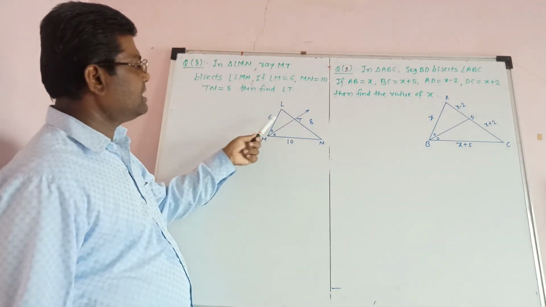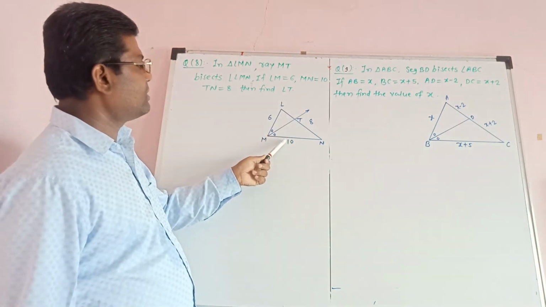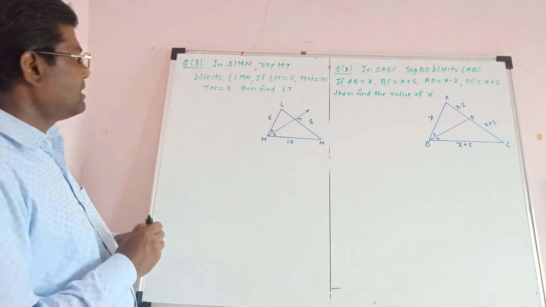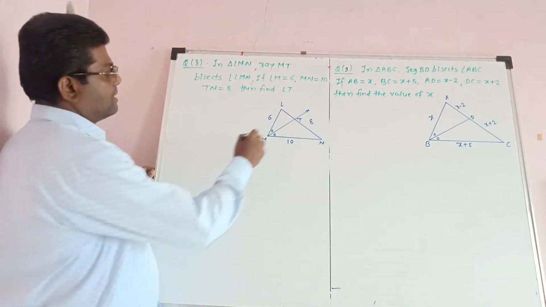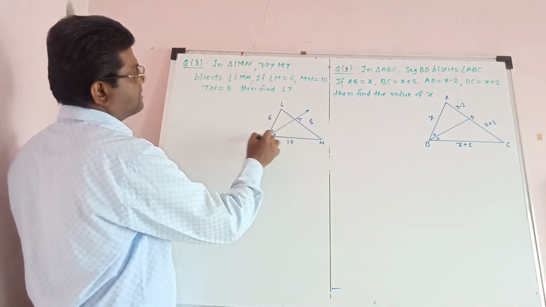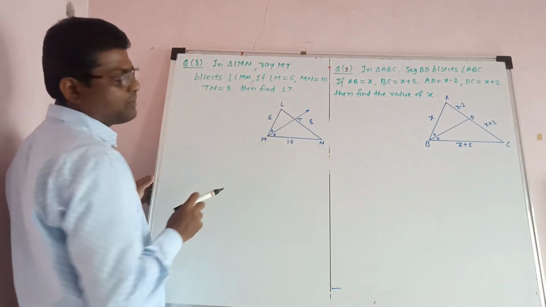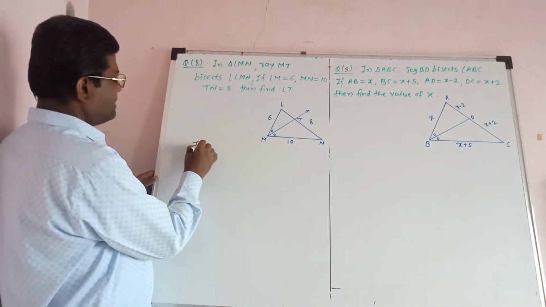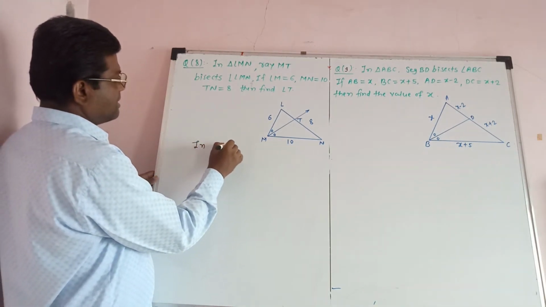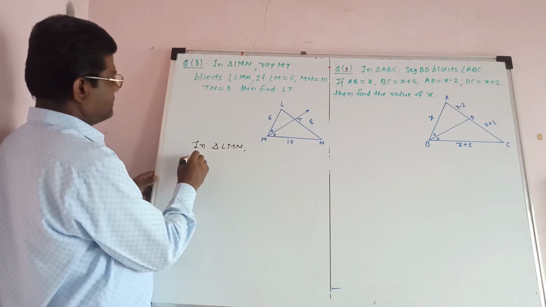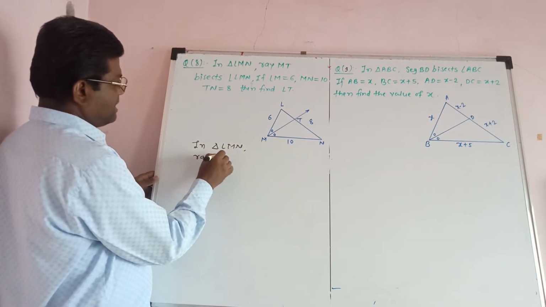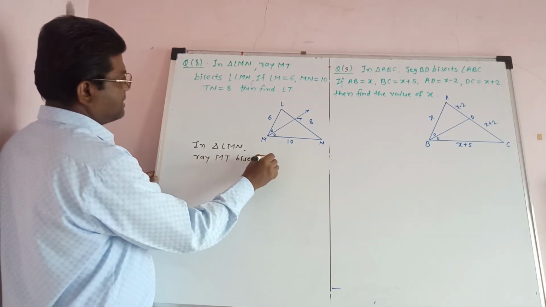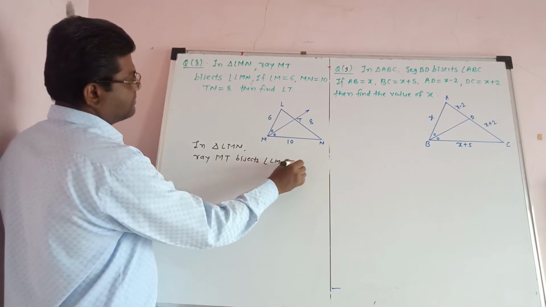Number 8. In triangle LMN, ray MT bisects angle LMN. LM is equal to 6, MN is equal to 10, LN is equal to 8, and find LT. Ray MT is bisector of angle M. Therefore, we use here angle bisector property. So we write in triangle LMN, ray MT bisects angle LMN. This is given.